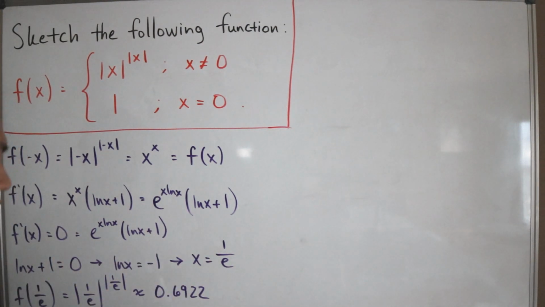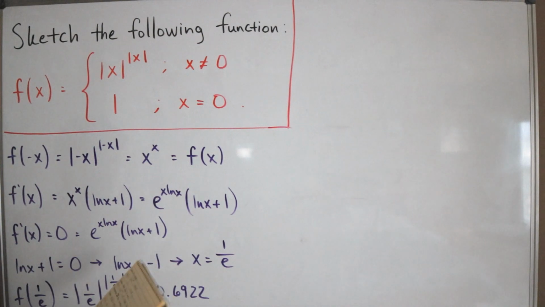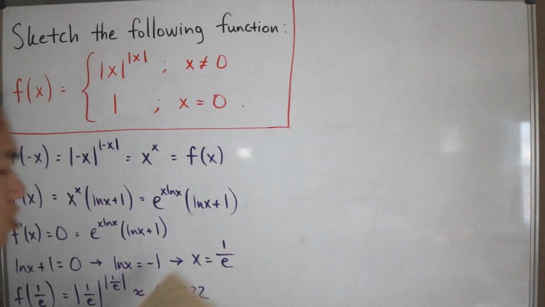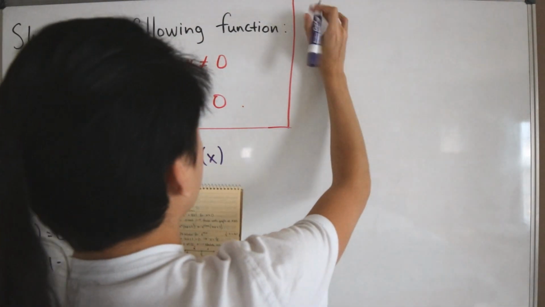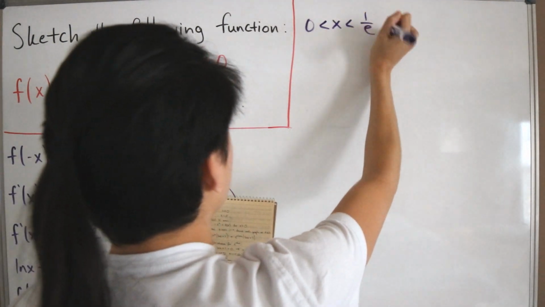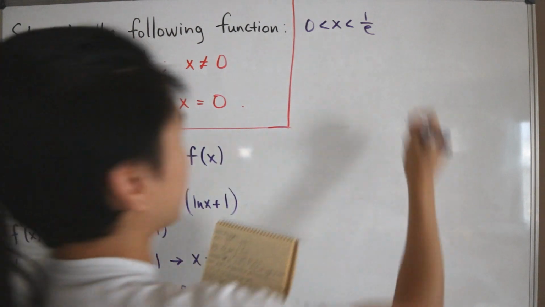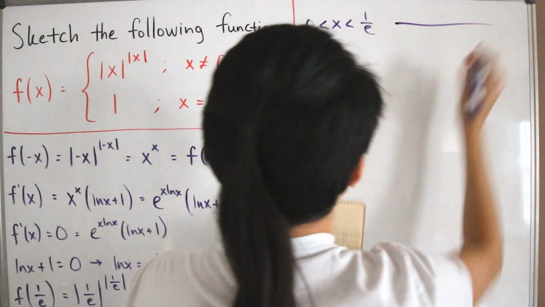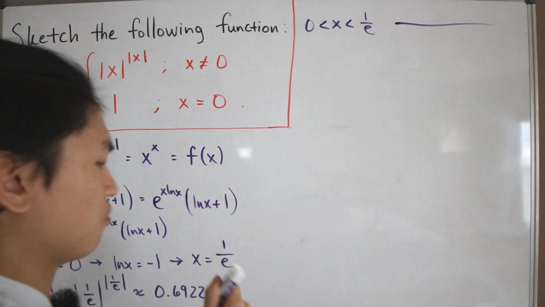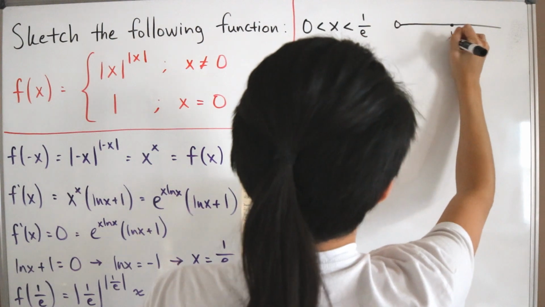So the next thing we need to figure out is where it is increasing and where it is decreasing, to the left and the right of our critical point. Of course we're dealing with positives, and this is our only critical point, just to put that out there. So we have 0 strictly less than x, strictly less than 1 over e. A good rule of thumb in this type of exercise is to graph this out like a number line. So let me switch to a different marker for this. I'll make an open dot, and the critical point over here is 1 over e.